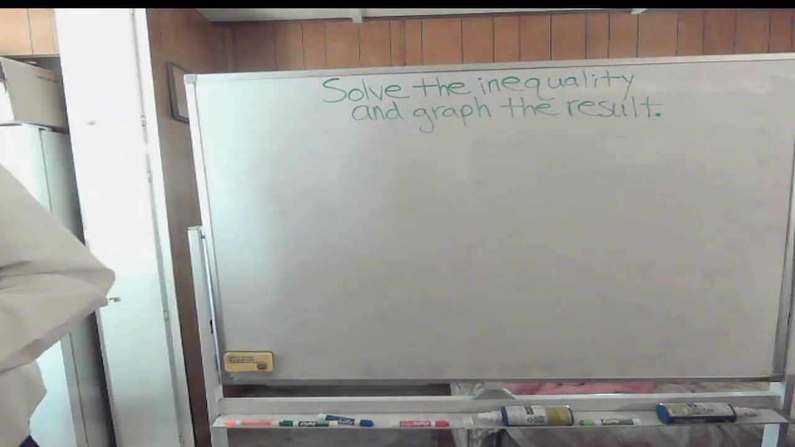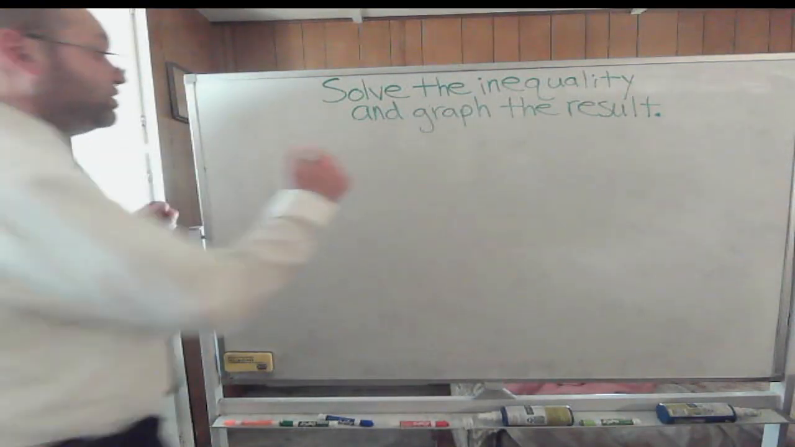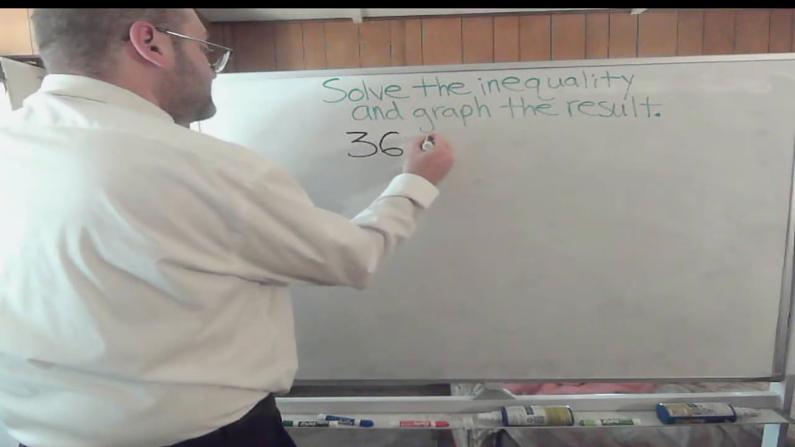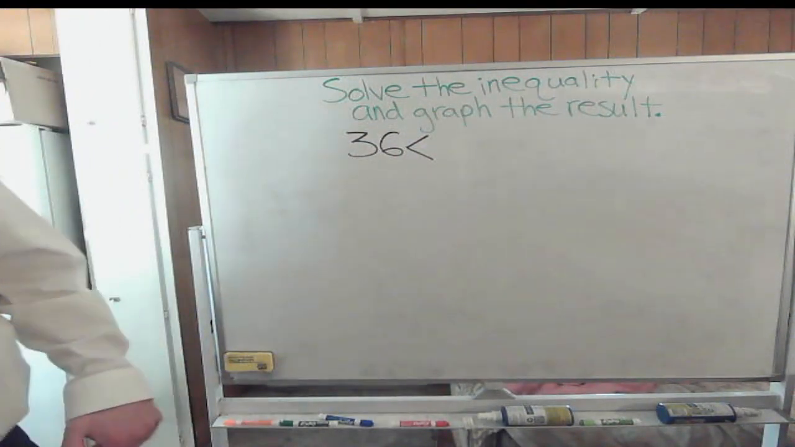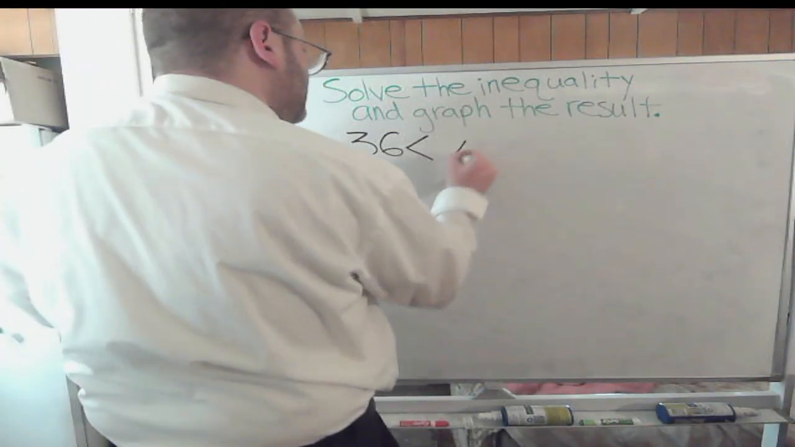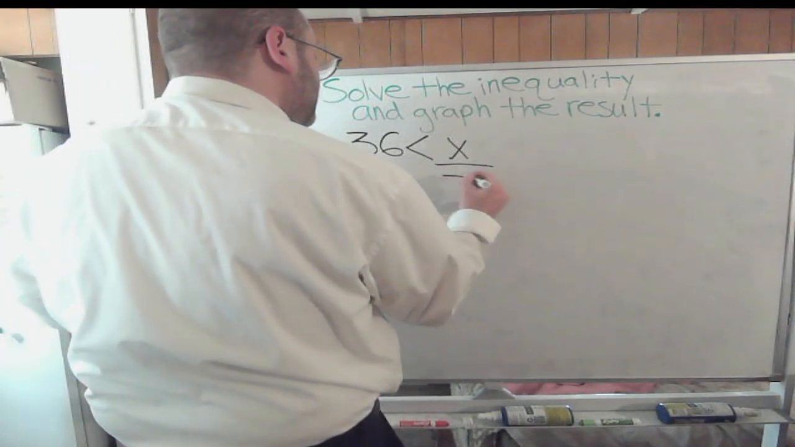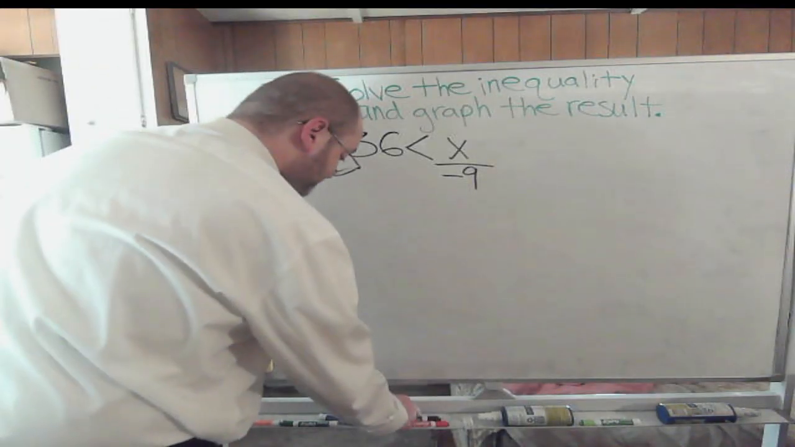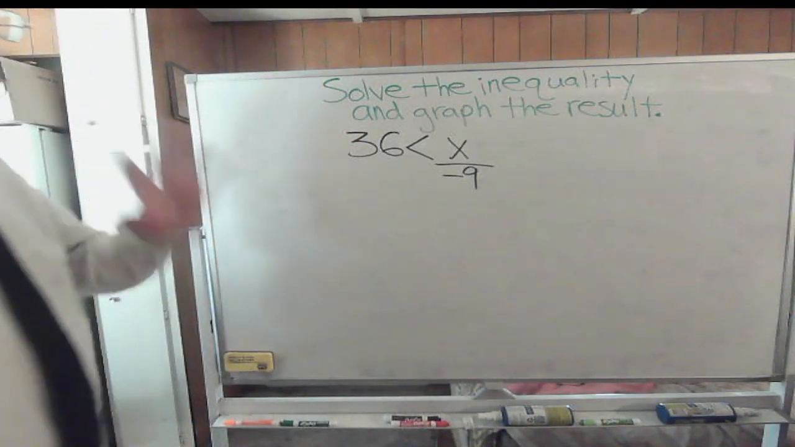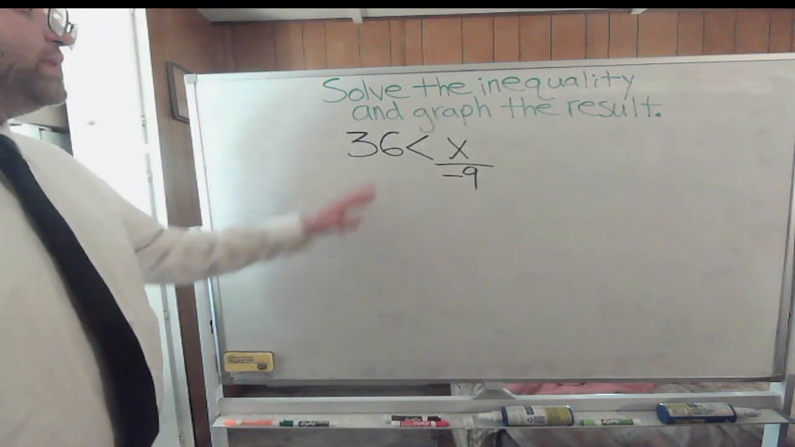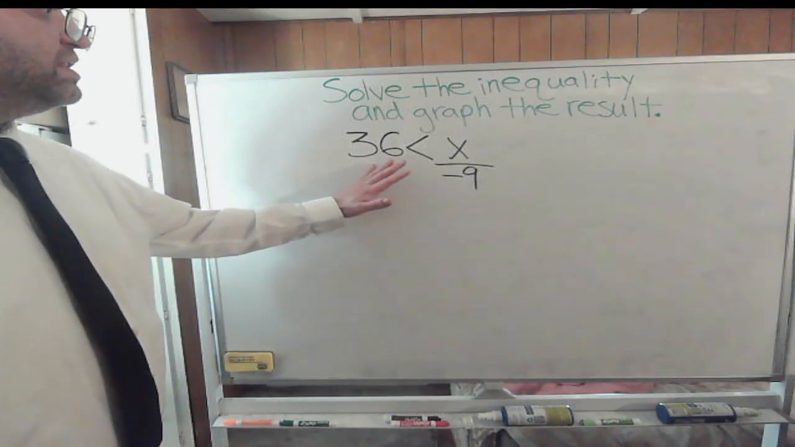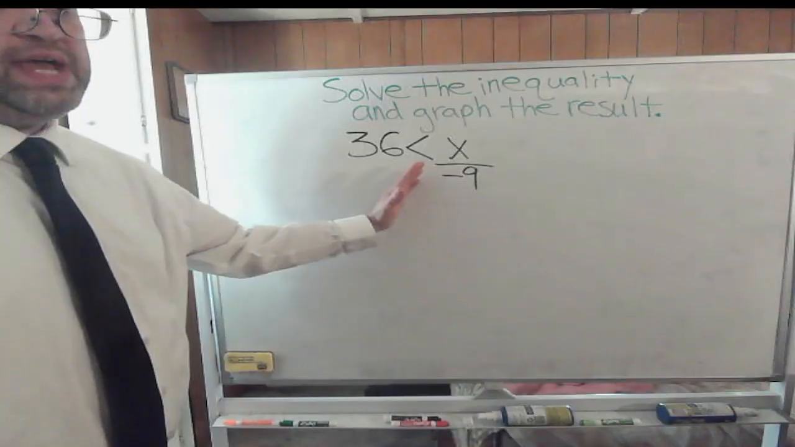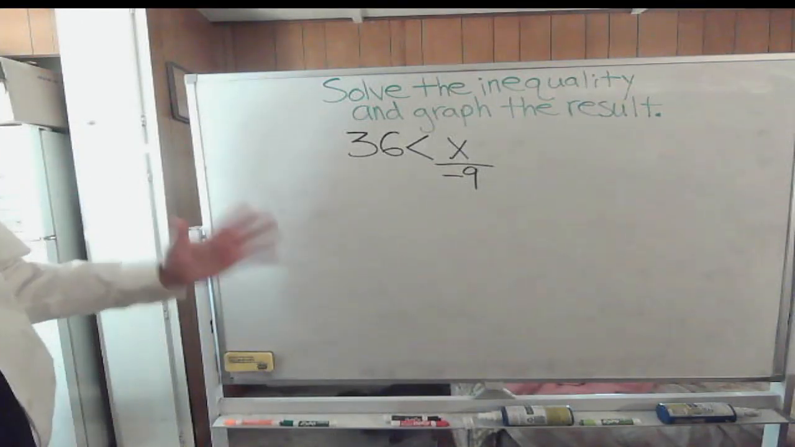Alright, next. Oh, good one. We have 36 is less than x over negative 9. Well, what do we notice right away before anything? We have it reversed where the number's on the left and the variable's on the right. You obviously want to flip that.